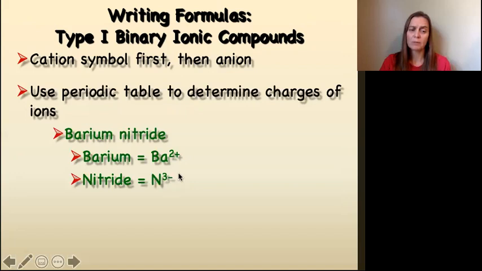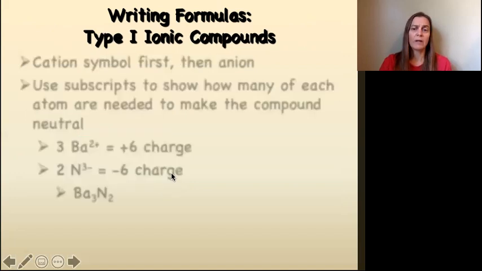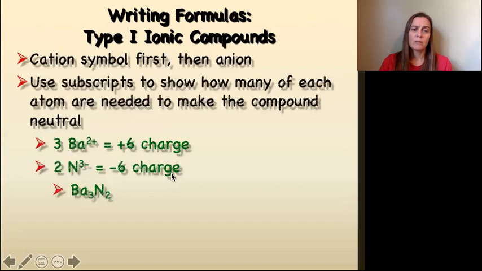So I know that I have a +2 and a -3, so I know I'm going to need some subscripts because these two right now don't add up to 0. So I'm going to use the subscripts to show how many of each atom are needed to make the compound neutral. So I need 3 barium ions to have a total charge of +6 and 2 nitride ions to have a total charge of -6, so that my +6 and my -6 add to 0. And I'm going to write Ba subscript 3, N subscript 2.